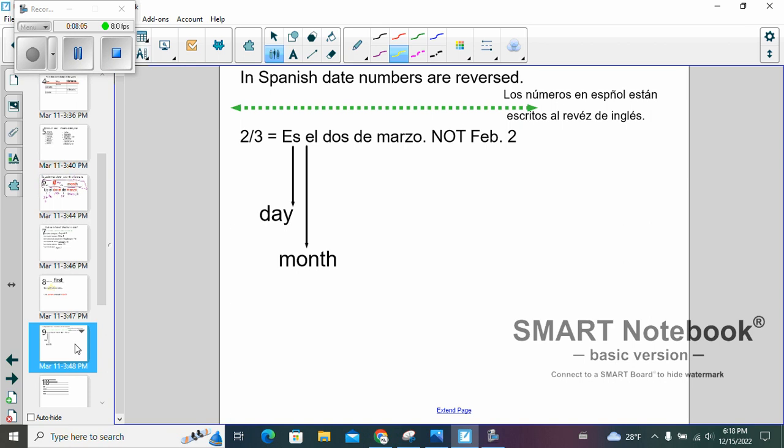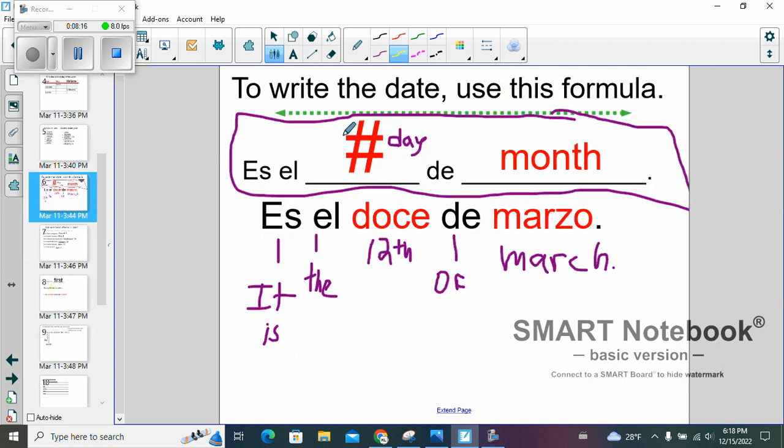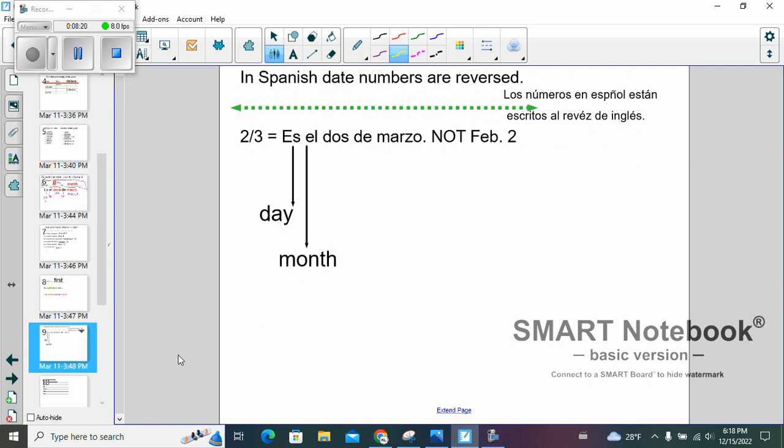Now, in Spanish, when they write the date numerically, because the date sentences read the number of the day and then the month, that's how they write the numbers. So, es el 2 de marzo is 2, 3, the day first and then the month.